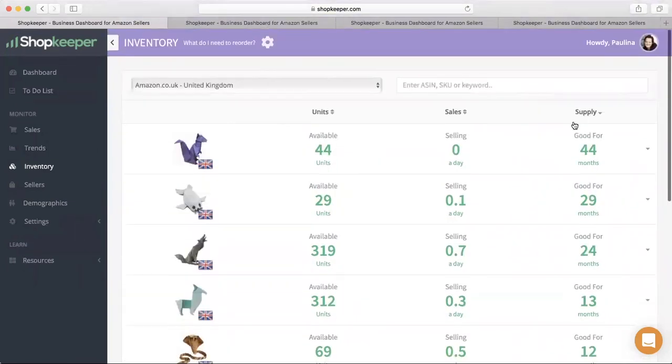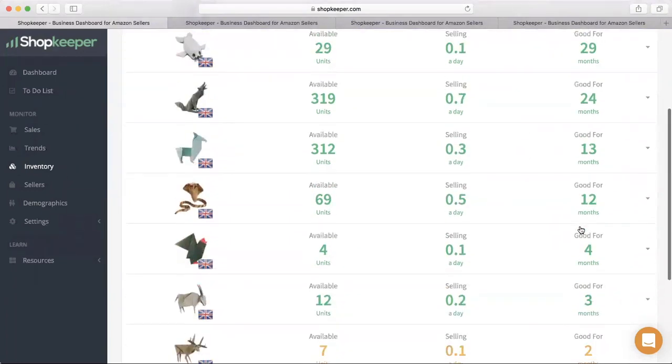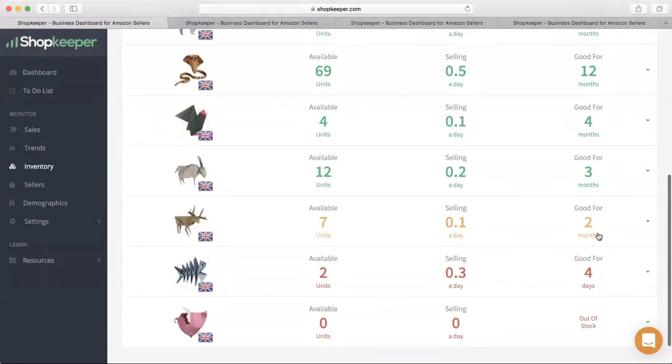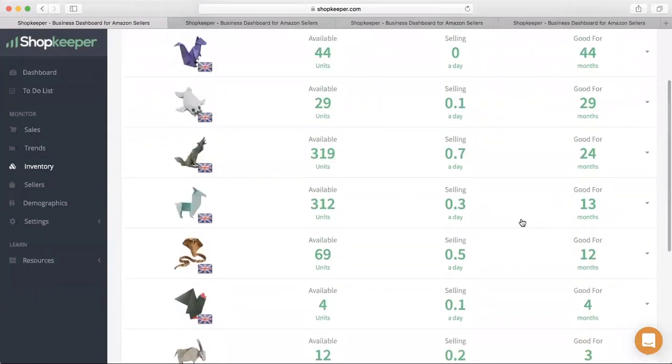And this column here tells you how many months it's good for. So you can see that there are some items that are only good for a little bit and they will sell out soon. So this one good for 2 more months, this one for 4 more days, this one already out of stock. But I see some big number of units available on 2 of the items that are good for very long. So this one has 300 units and it's good for 24 months. So this one definitely needs to move out of the inventory.